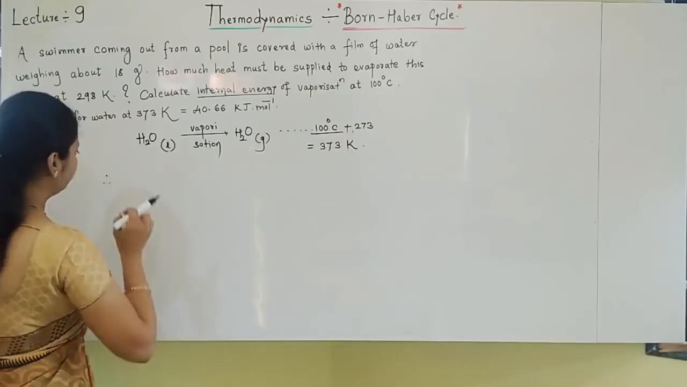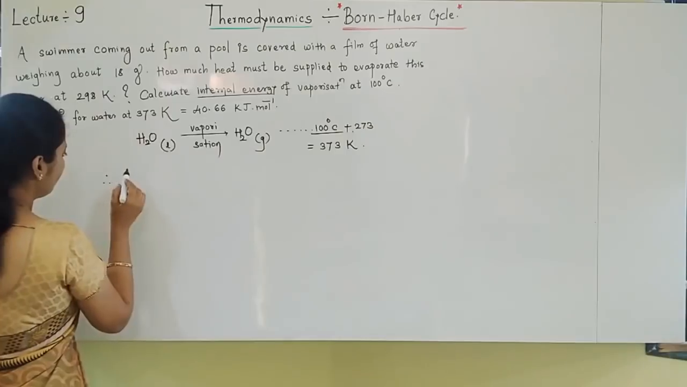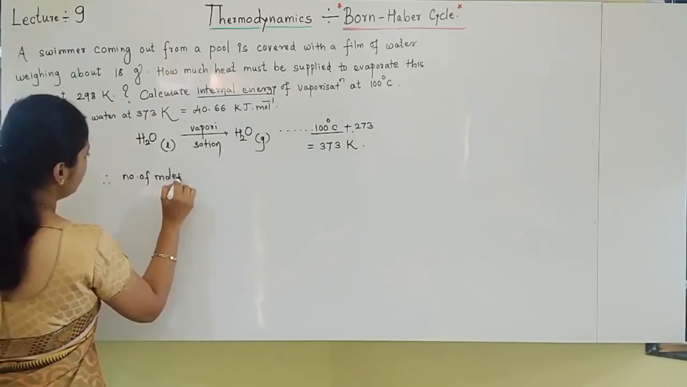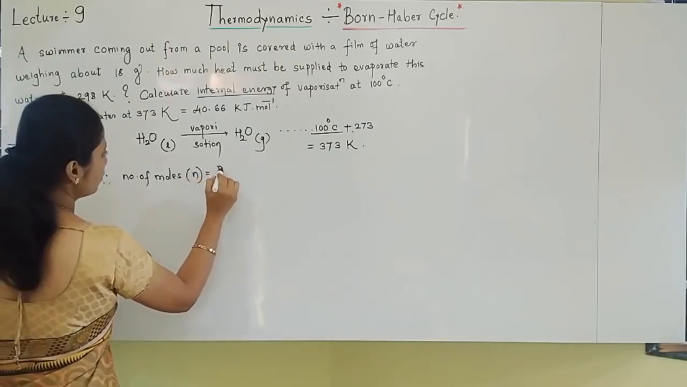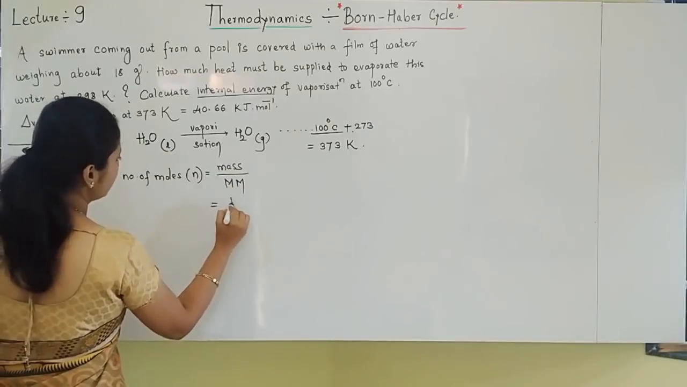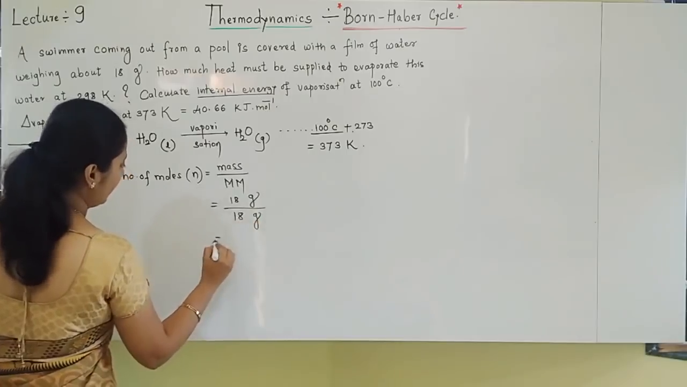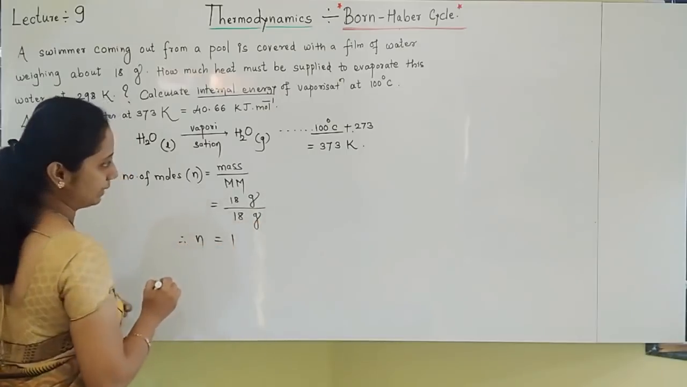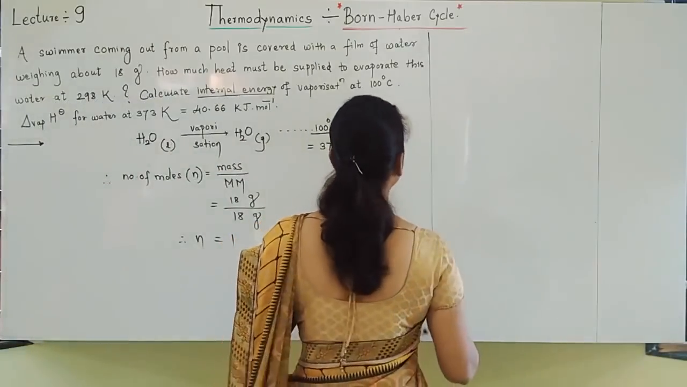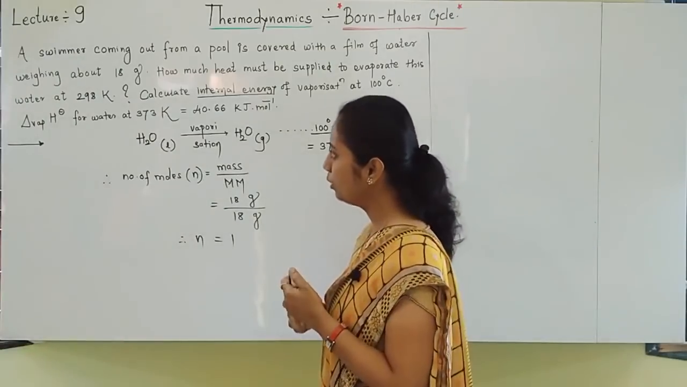So first I will convert gram into moles. Number of moles n is equal to, of course you know the formula, mass by molecular mass. Mass is given, 18 gram. Molar mass is also 18 gram for water, and the number of moles becomes 1. We have to find out the internal energy change during this process. Which formula should be used?